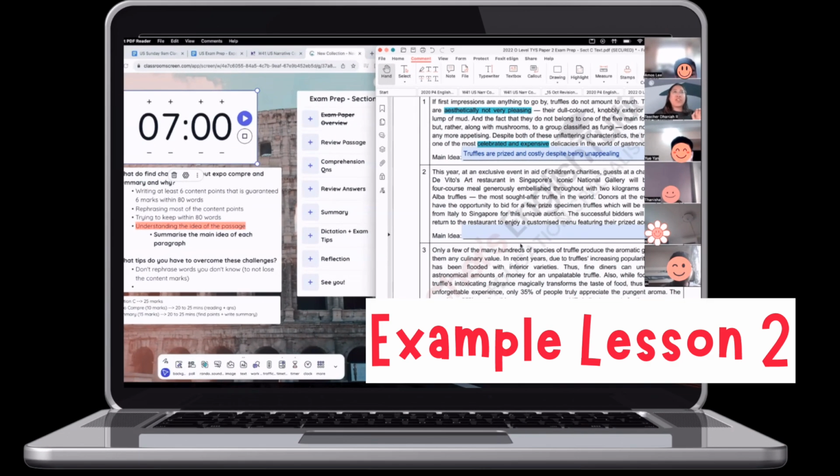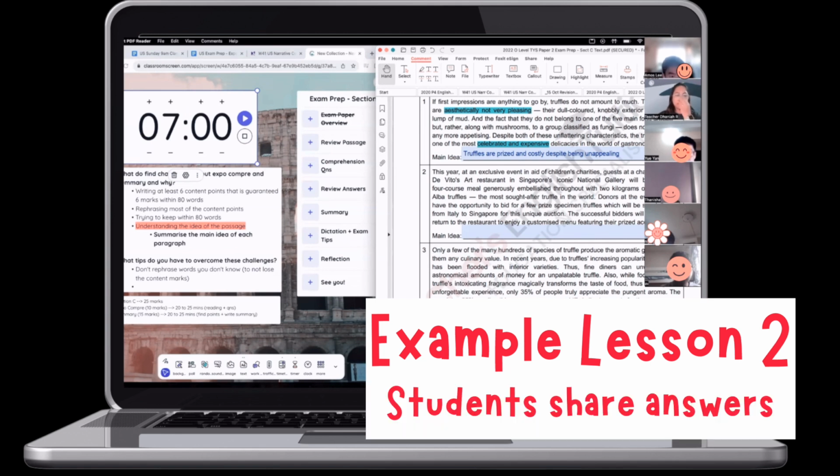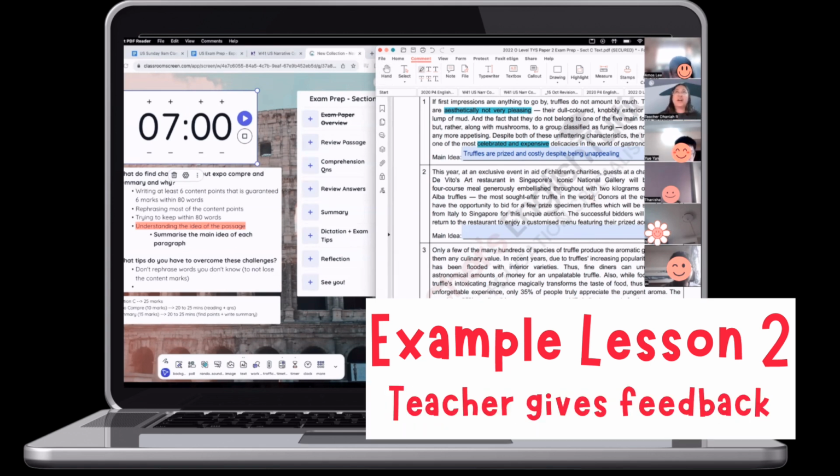related to it. Right? So Amos, maybe you can share what is the main idea you found for paragraph 2. It's about how truffle helps raise money for charity. Very good. Here, so donors at the event, they will be able to bid for a few specimen truffles. So we have your truffles used in charity events.